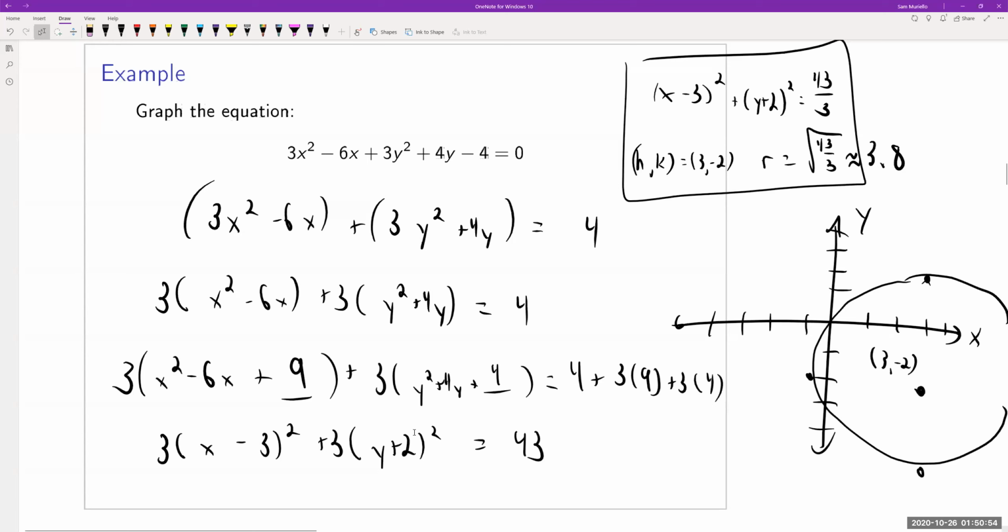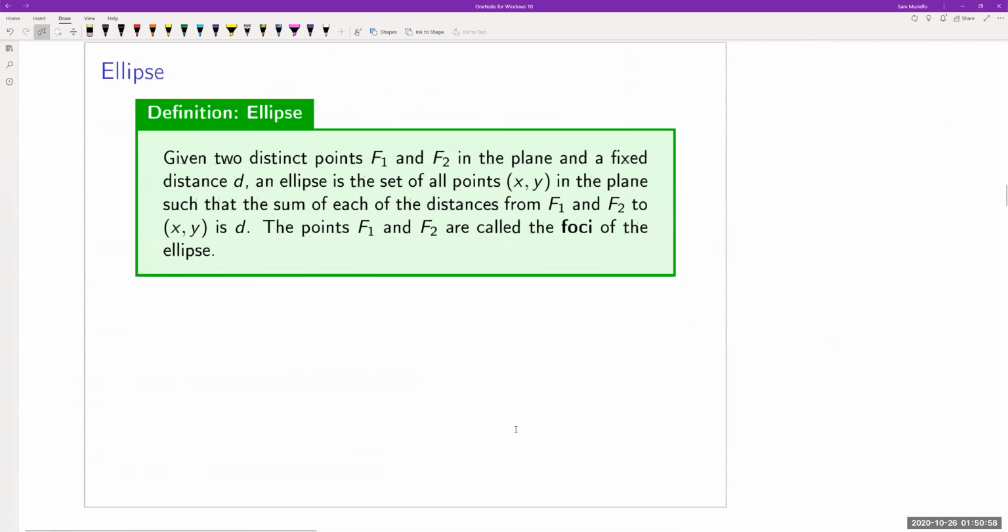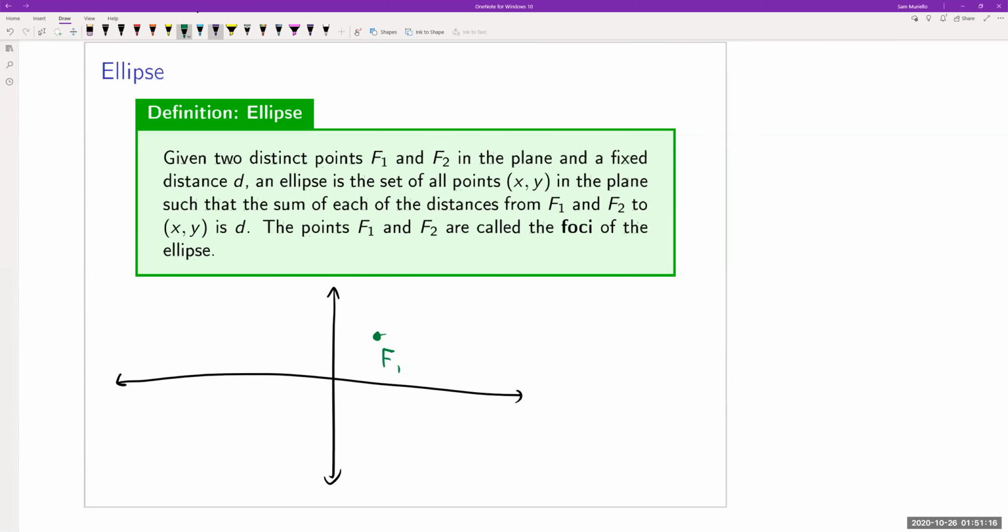Now that we've got circles covered, we're going to expand our ideas a little bit and consider a slightly different shape, which is going to be called an ellipse. An ellipse says, given 2 points and a fixed distance, the ellipse is the set of the points where the sum of those distances is fixed. So unlike in a circle where we only have one distance to keep track of, here we have 2. So we have a point 1 and a point 2.